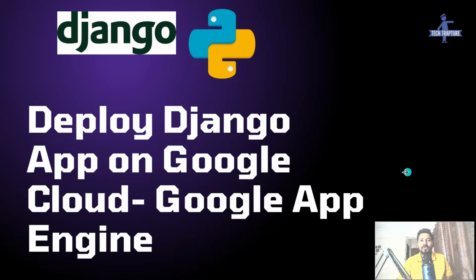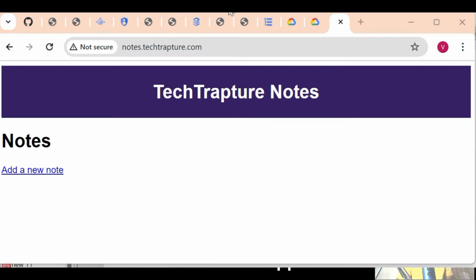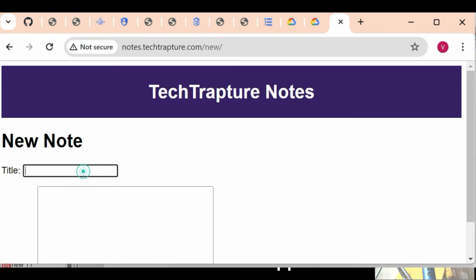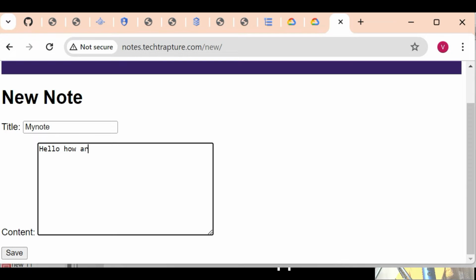Before jumping into the exact project, let's see what we are going to cover in this video. First we'll create a Django note application. We'll create one sample application which will be kind of a notepad. We can create some notes, save our notes, then go back and read the notes we have saved. That is the sample application we are creating using Python Django. Then we'll test that app locally to see if it is running fine, and if it is working fine, then we'll deploy it on Google App Engine.